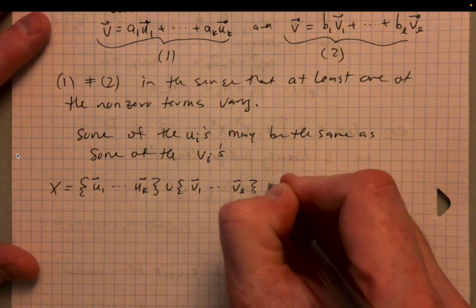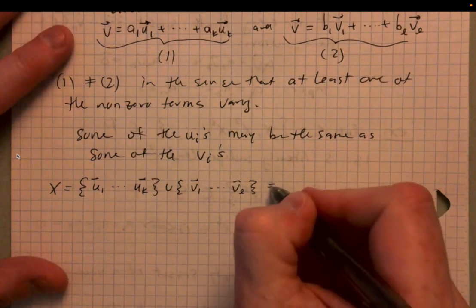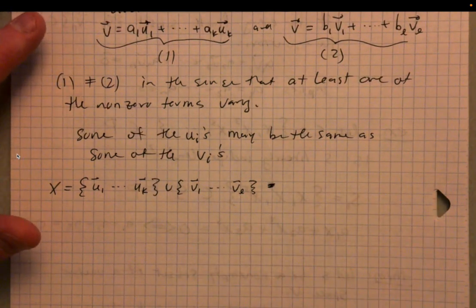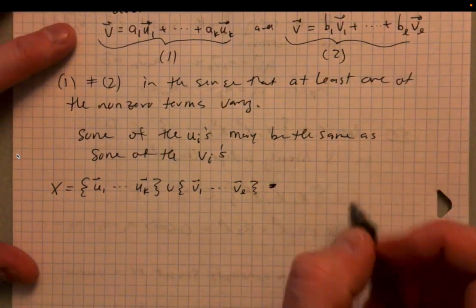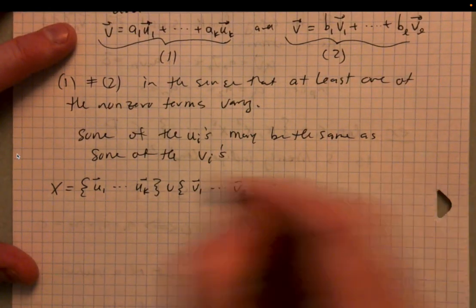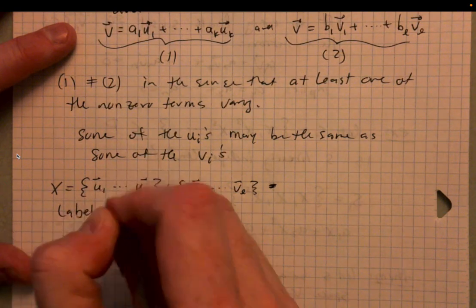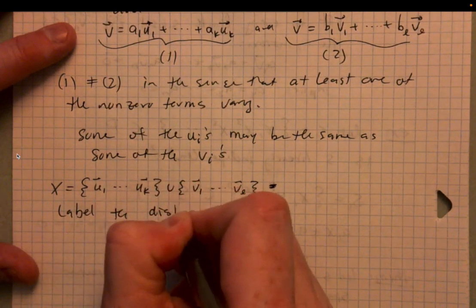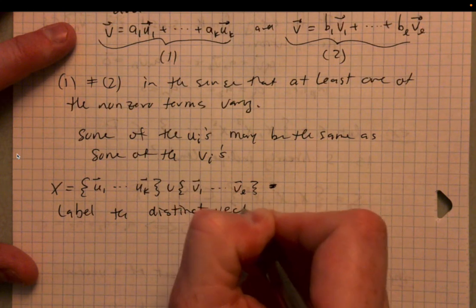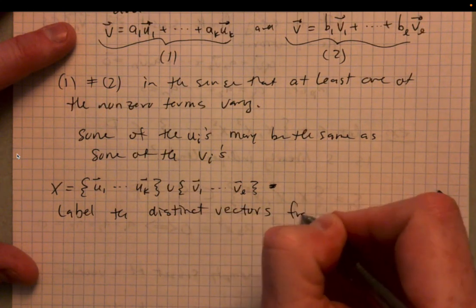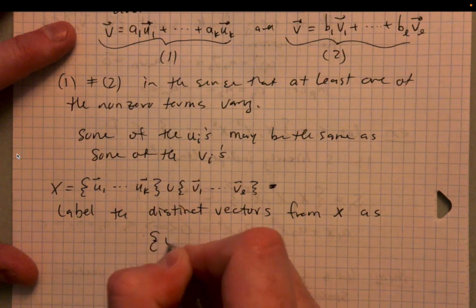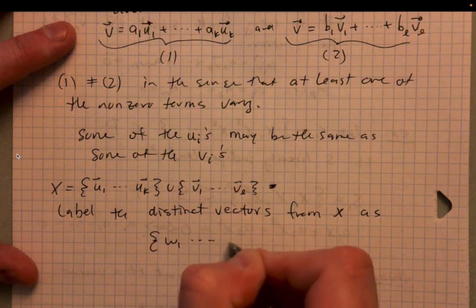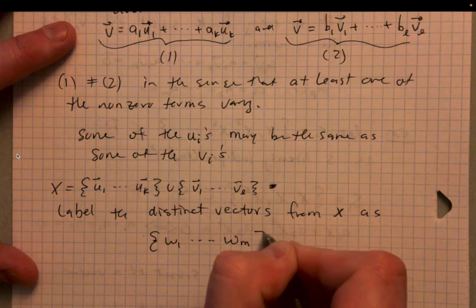Whatever that happens to be, we are going to relabel the distinct vectors from X as W1 dot dot dot WM.